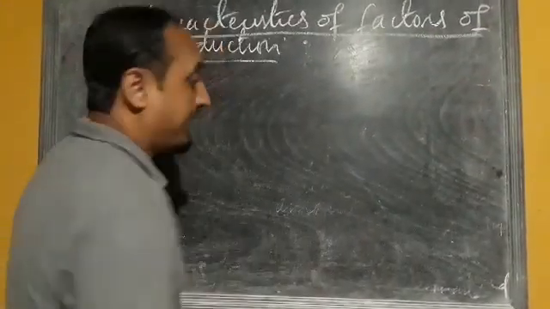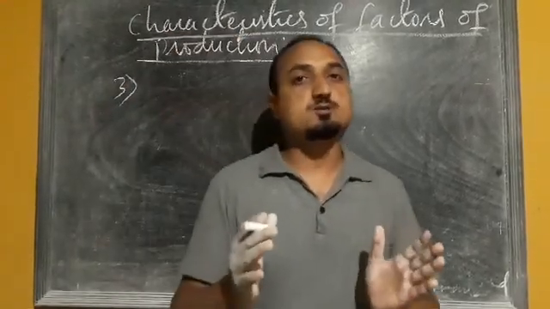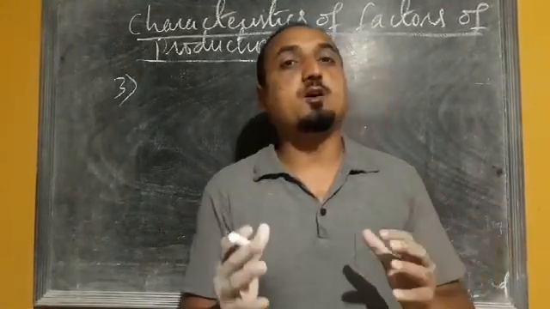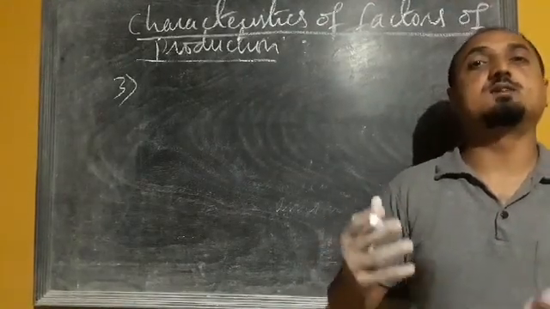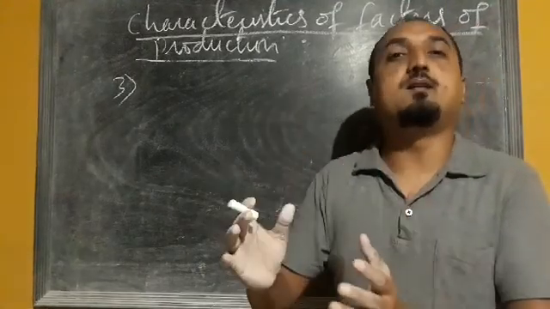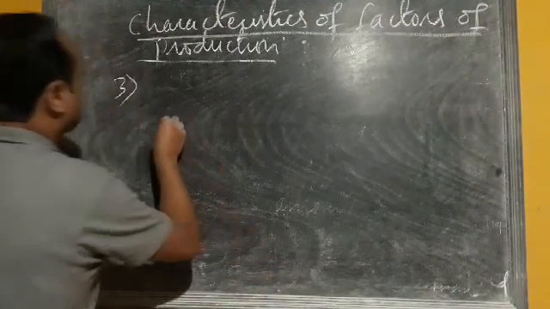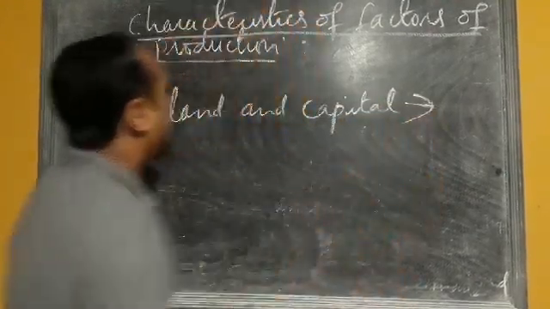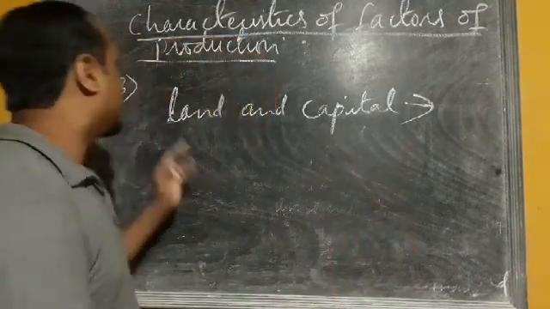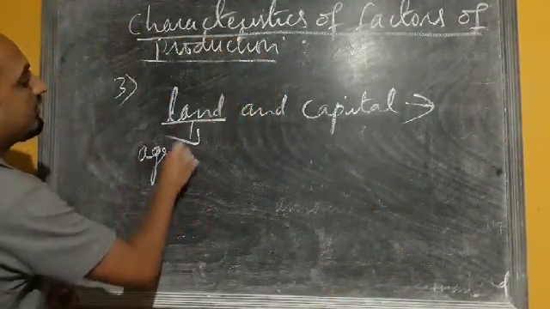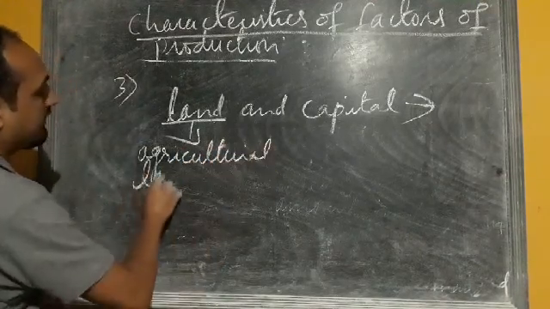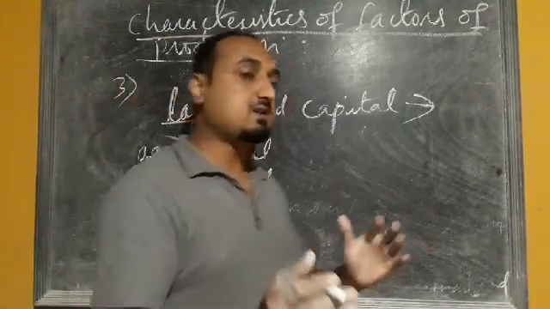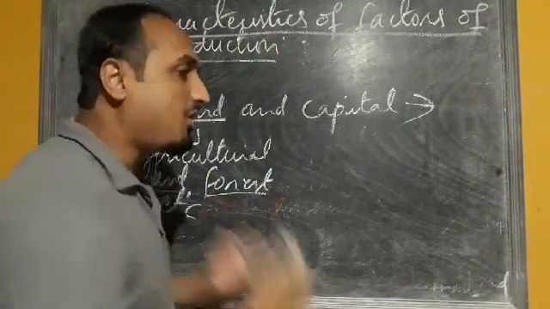Now the third characteristic: all the factors of production have physical existence. Physical existence means they are tangible, considered as tangible goods, which we can touch, feel, handle and control. Now I will give you an example: land and capital. Land and capital have physical existence. Land has physical existence in terms of agricultural land, forest, mountains, etc.